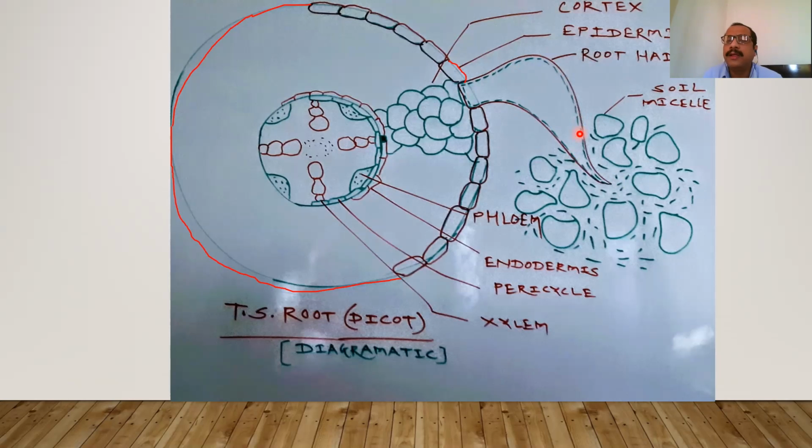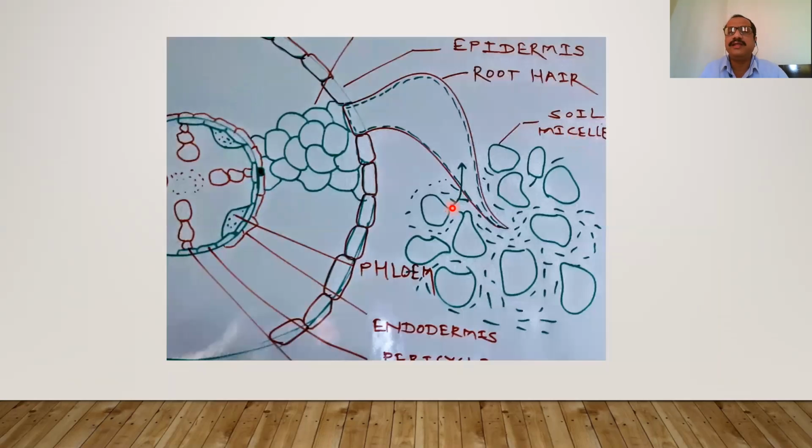Now we know that when two solutions of different concentration are separated from each other by a semi-permeable membrane, there is movement of pure water from the region of its higher concentration to the region of its lower concentration through the semi-permeable membrane. So the water from outside will enter inside the cell. You can see here, it will enter inside the root hair by the process of osmosis, and this inward movement of water is called endosmosis.